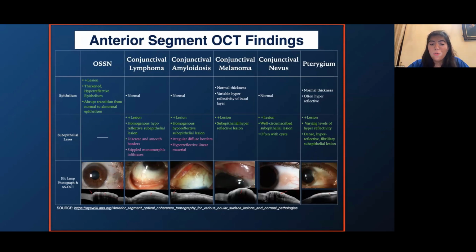Now, it is important in a pterygia to remember that the epithelium is normal in thickness, but can oftentimes be hyperreflective. Why is this important? Clinically, when you're looking at a patient in your clinic and you're assessing a pterygium and wondering if there are foci in there of OSSN as well, if you see thickening, that's abnormal. If you see hyperreflectivity consistent with normal actinic changes, then you can rest assured that it's a pterygium.